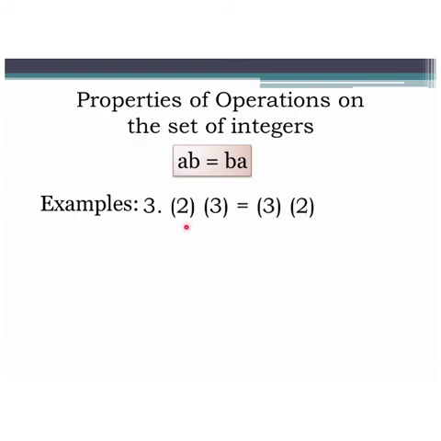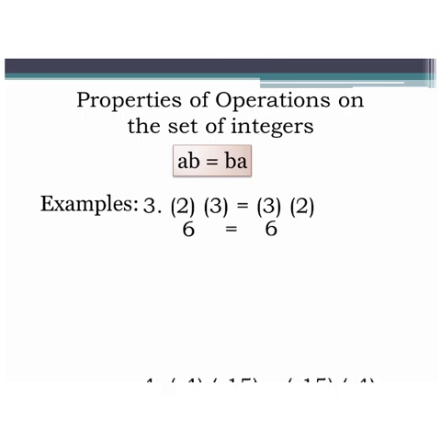Examples. So, 2 times 3 is equal to 3 times 2. Okay? So, yung A natin dito is 2. Yung B natin is 3. Alright? So, tingnan po natin both sides if the results are the same. 2 times 3, that is 6. Then, dito naman, 3 times 2, that is 6. So, both sides are equal. So, applicable po siya sa multiplication.